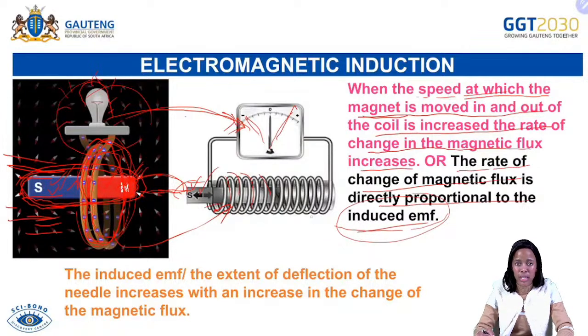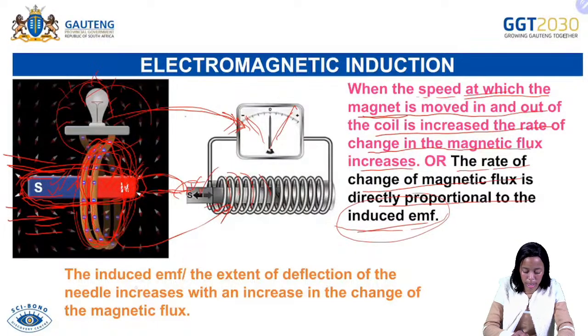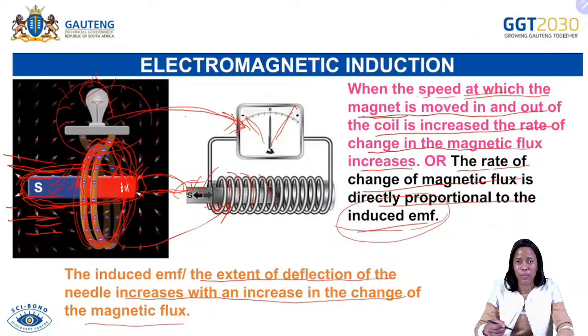We are therefore saying that if you move a magnet in a coil, it's going to induce, it's going to produce electricity. But if there is no movement of the coil relative to the magnet, there will be no electricity induced. Then it says the induced EMF, or the extent of deflection of the needle, increases with an increase in the change of the magnetic flux.